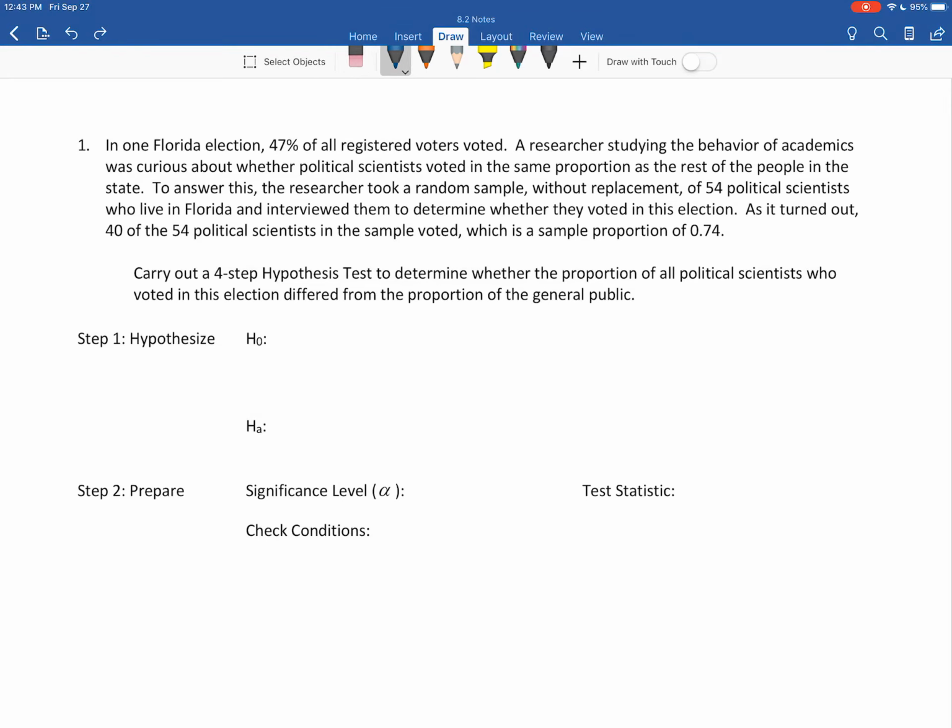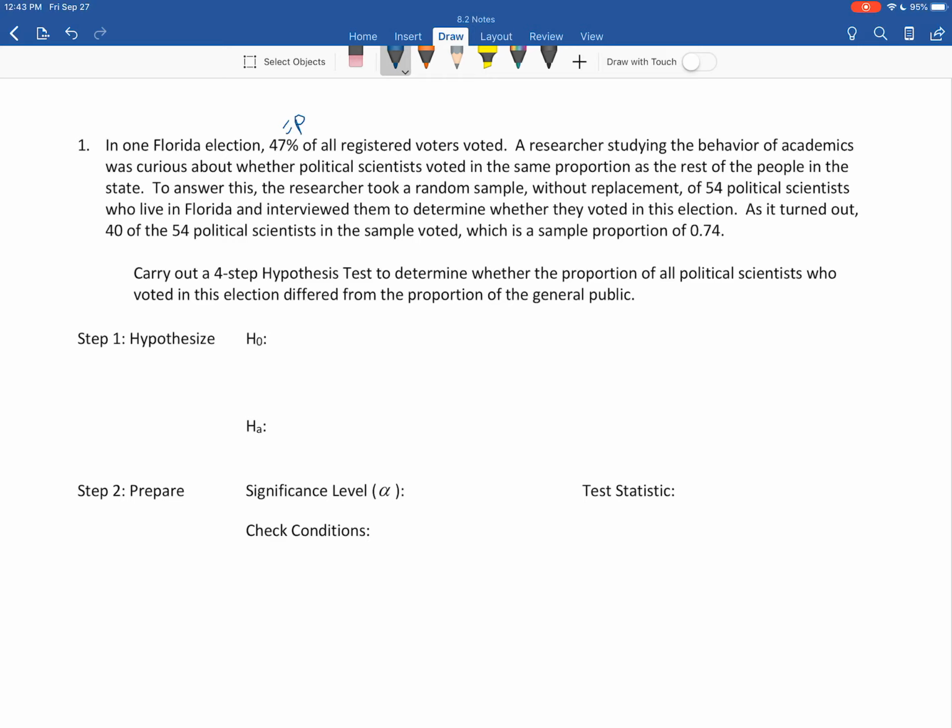Okay, let's do our first entire run-through of a full hypothesis test. So here is our information. In one Florida election, 47% of all registered voters voted. Notice that I'm going to try to pick out my values, like what these numbers are and what they represent, as we go. So this is our p-value. That is the actual percentage of the whole population. That 47% of all registered voters voted.